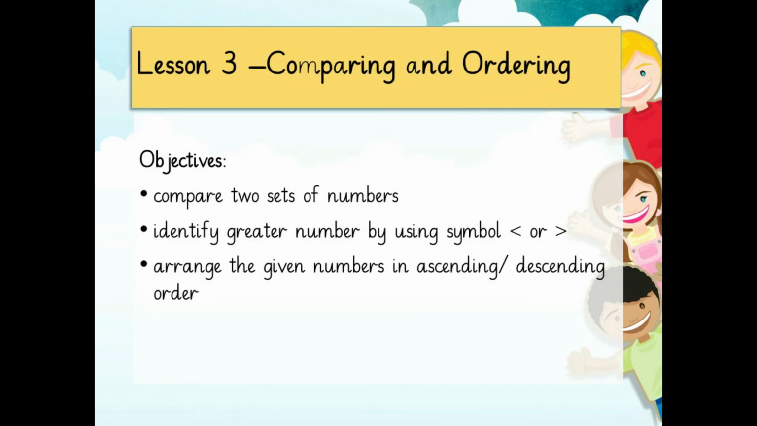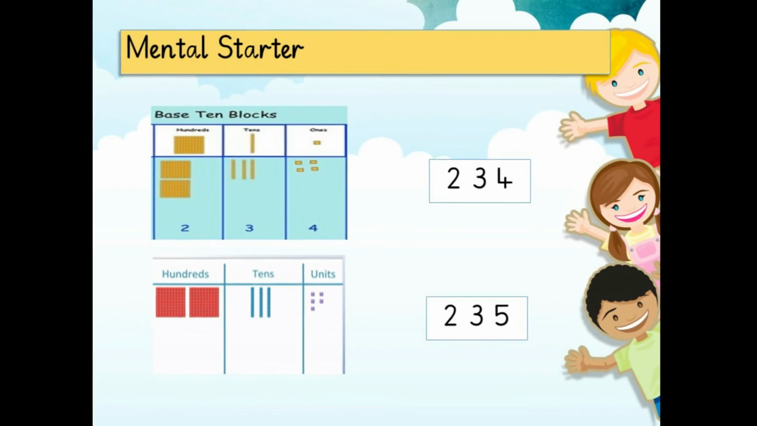Coming towards the third lesson of this week, the topic for this lesson is comparing and ordering. The objectives are: compare two sets of numbers. The next objective is to identify a greater number by using the relevant symbol. And the third one is to arrange the given numbers in ascending or descending order.